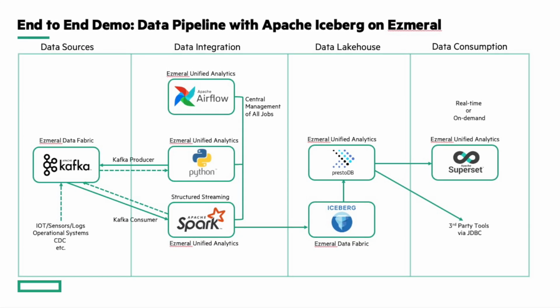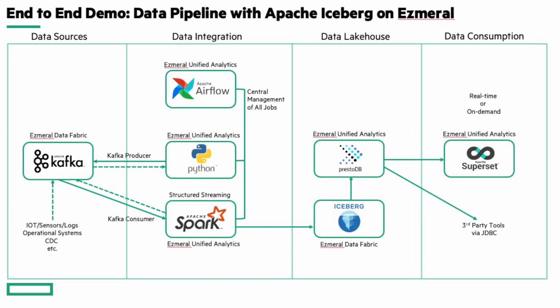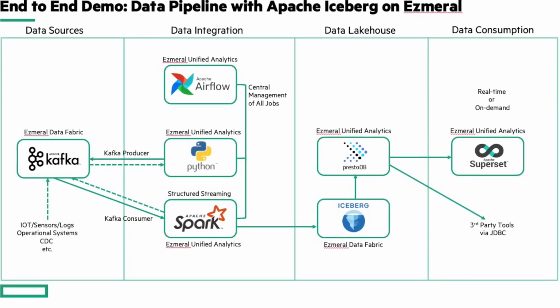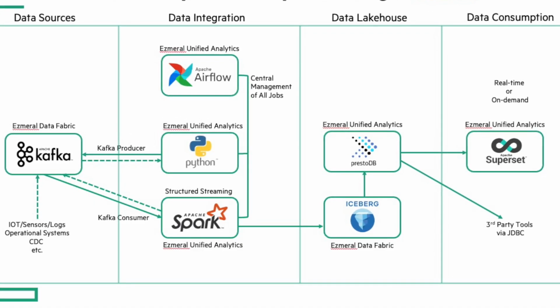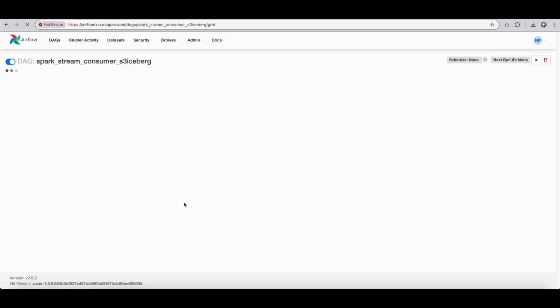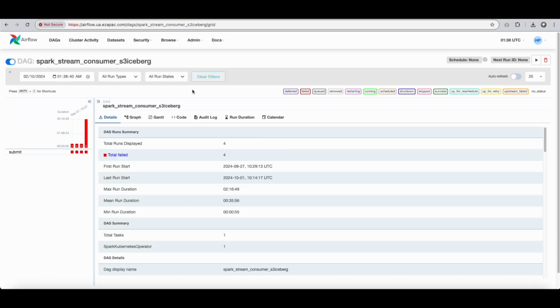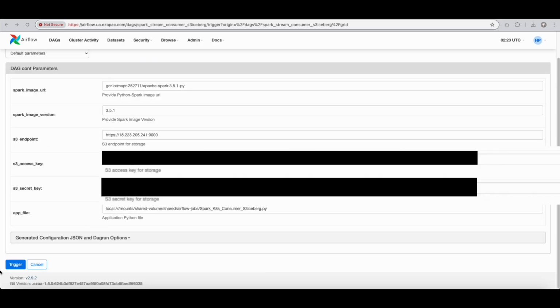Welcome to this second part of end-to-end data pipeline for Apache Iceberg on HPE Ezmeral. So last part we came up to the point of Airflow jobs that we have created. So now we will go and launch the Spark streaming consumer job, and we will trigger that from Airflow.